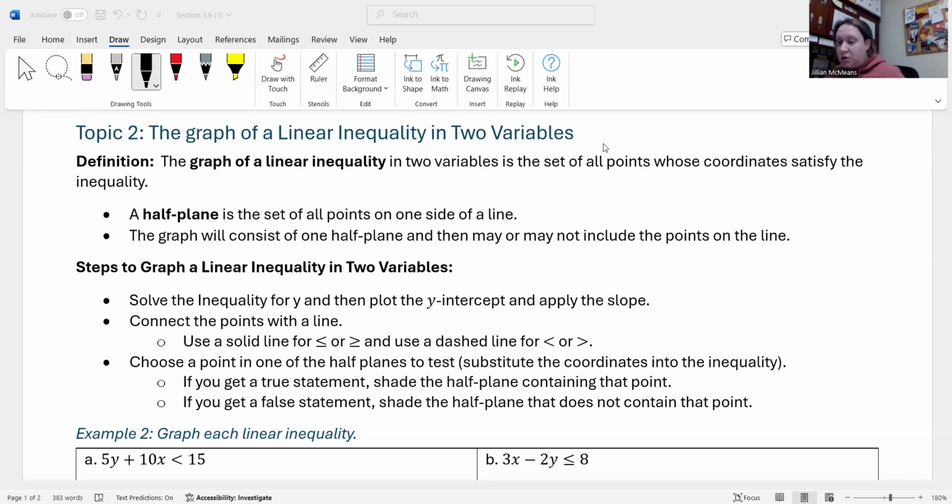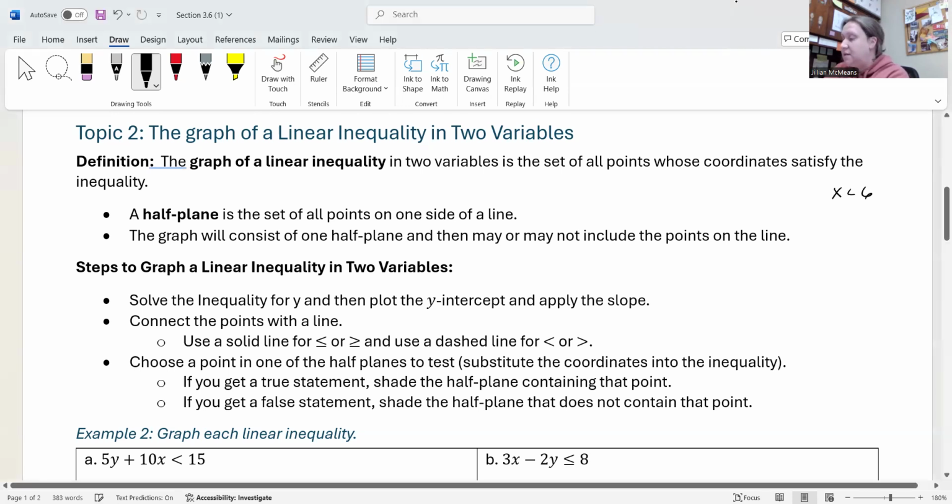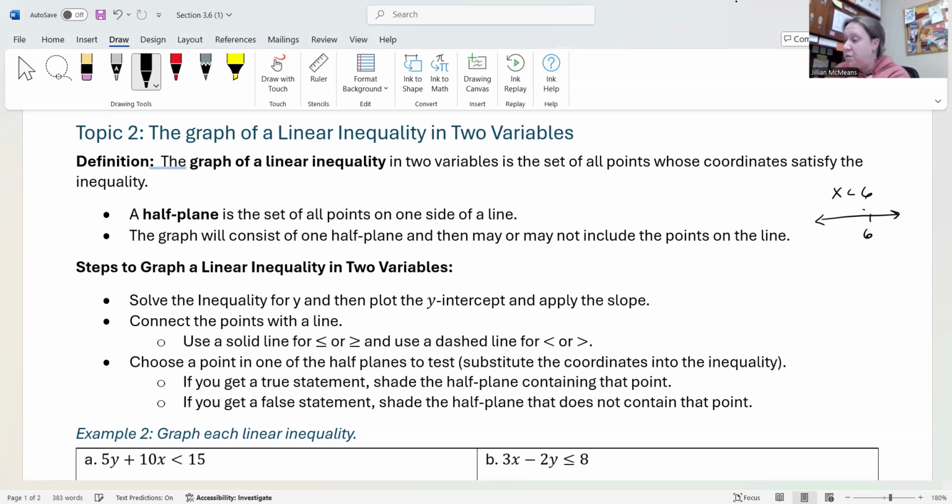Okay, so definition: the graph of a linear inequality in two variables is the set of all points whose coordinates satisfy the inequality. Remember, with those inequalities in one variable that we already talked about, we could have something like x is less than 6. We would draw just a number line, indicate where the end point was, and use a rounded bracket to tell the reader we can't include exactly 6, but everything less than that is good.